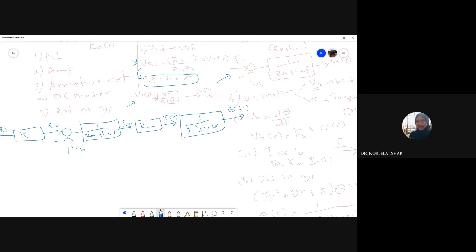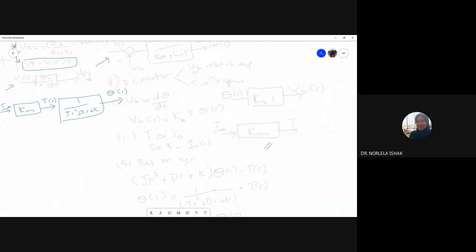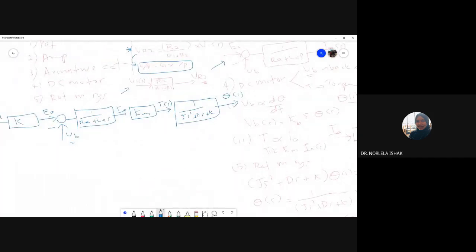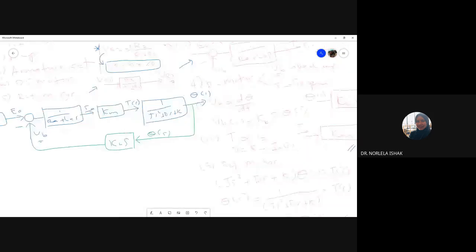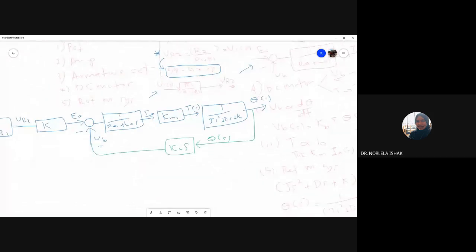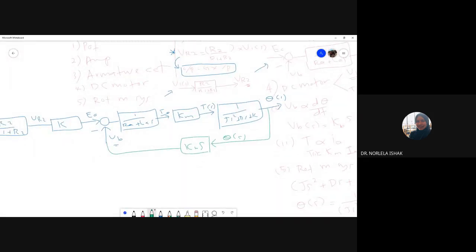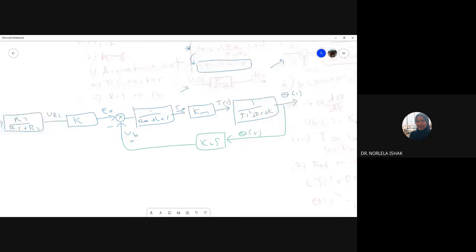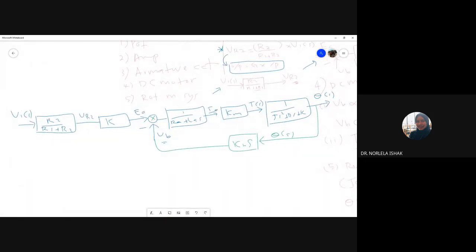How do we combine the angular displacement with VB? KBS, that one from before. So we feed back, and this is KBS. This is theta, the angular displacement, which goes in here. From here, VB is fed back and merges at this summing point. So this is the block diagram view, the overall block diagram representing that system.